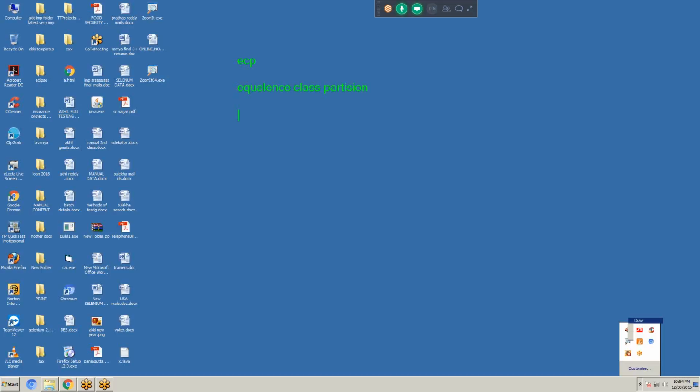So for example, customer wants one application. In that application he wants one username field. The username field should take minimum 4 characters, maximum 12 characters. All are alphabets only, small letters only, and we can take numeric values also. This is the customer requirement. Now we need to prepare the test data.